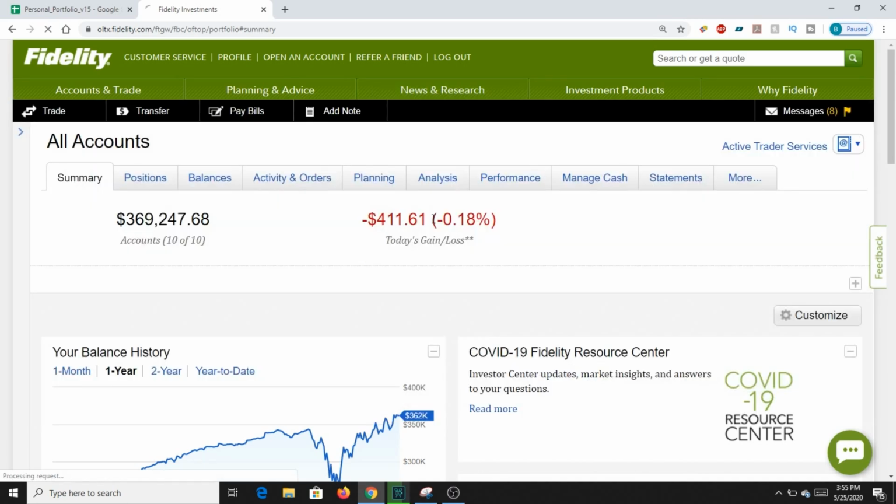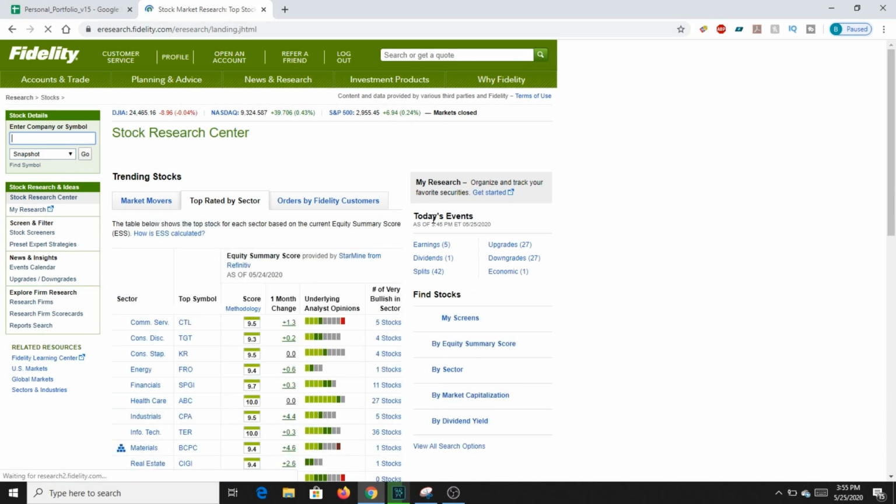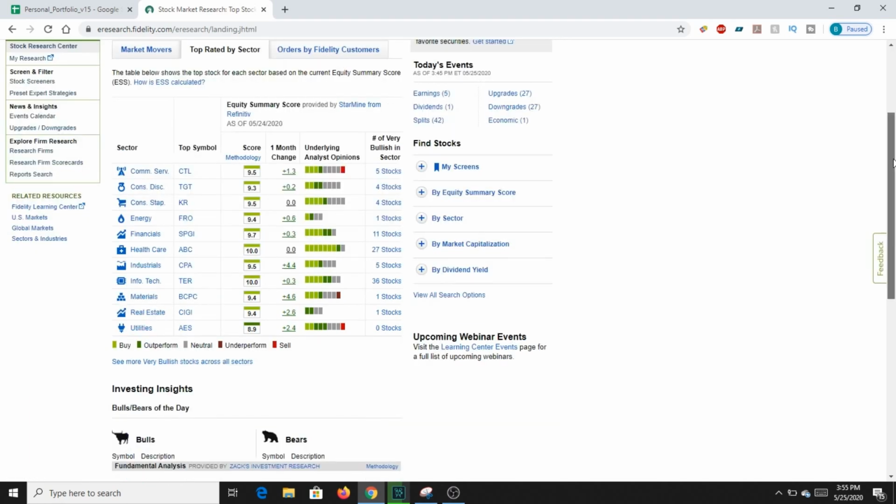It's really cheap. Specifically, we want to talk about stocks today, looking at stocks and figuring out how you can do some quick research. Immediately, if you click on stocks research, it's going to bring up this user interface.